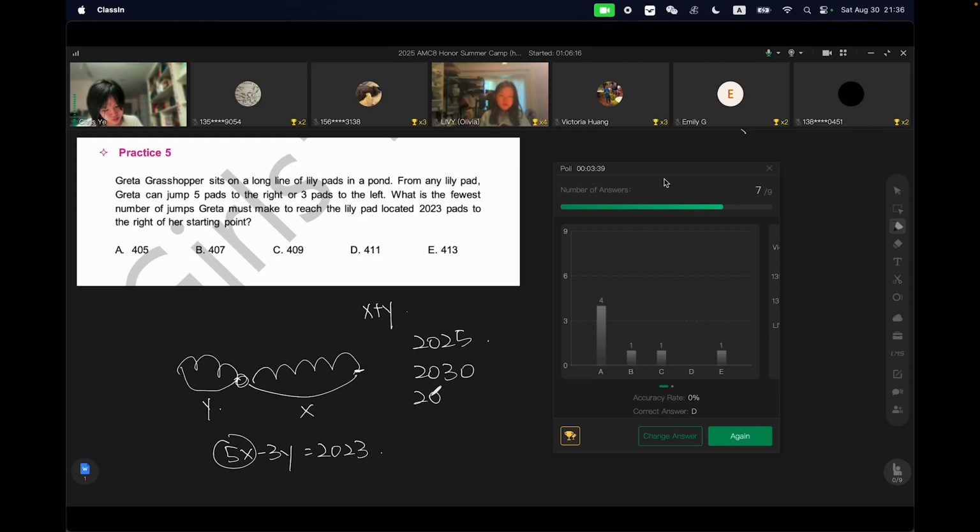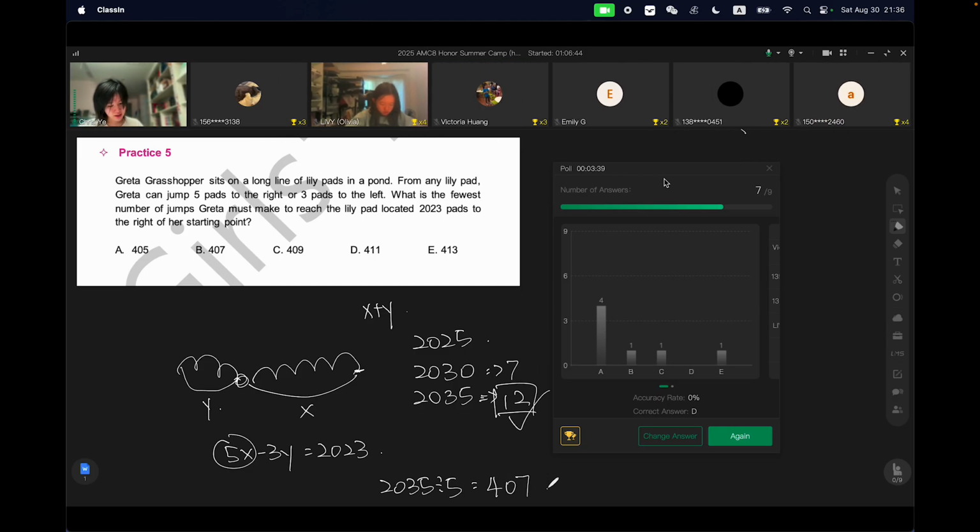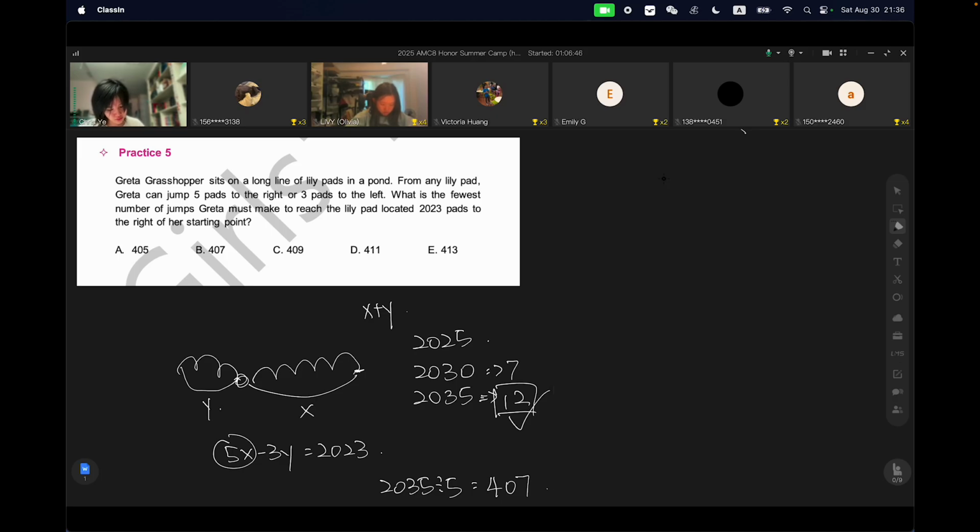We have 2030 and 2035. Right? So 2030 minus 2023 is 7, and this would be 12. We know that 12 is divisible by 3, so this one works. 2035 divided by 5 would be 400 plus 7 equals 407. And so therefore 3y would be equal to 12, and y would be equal to 4.